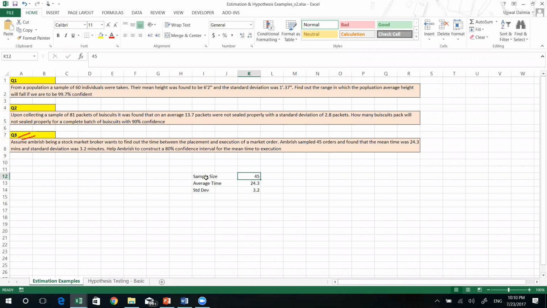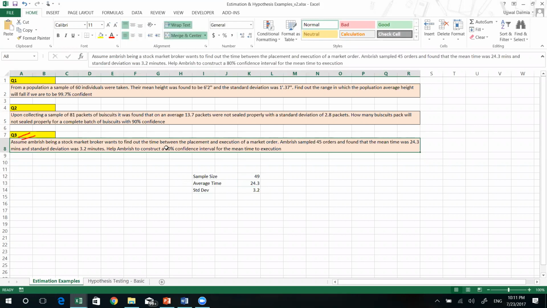Okay. Now let's do one thing. Let's change the sample size to 49 to make the calculations simpler. All right. Now guys, help Amrish to construct a confidence interval for mean time to order execution with 80% confidence. Okay. So are you guys doing it? Himanshu, tell me both the sides of the range. Tell me both sides of the range, guys. 80% confidence is what we are looking at.